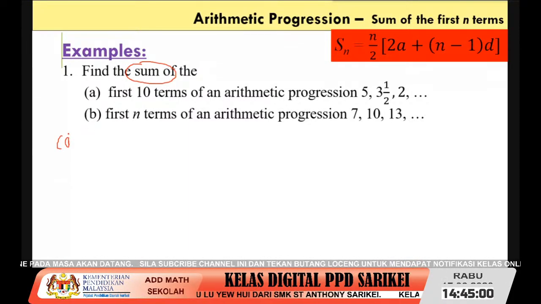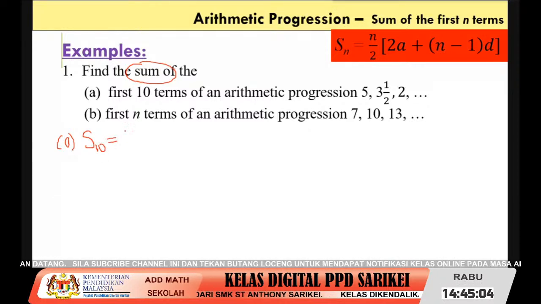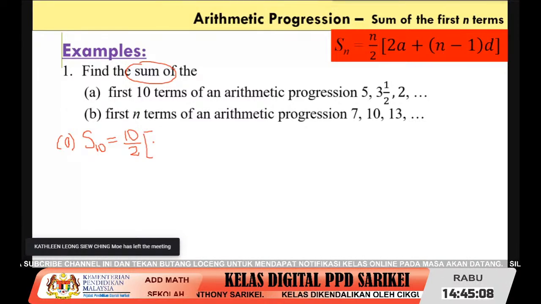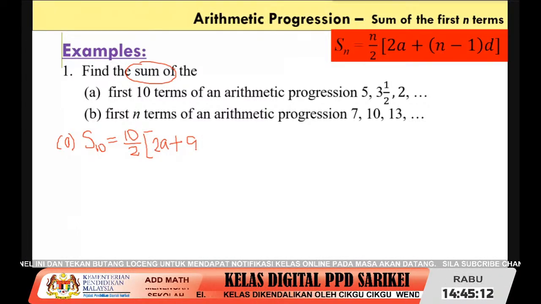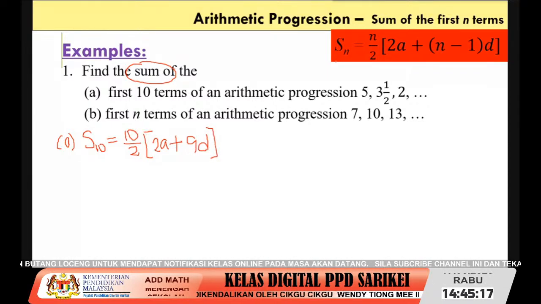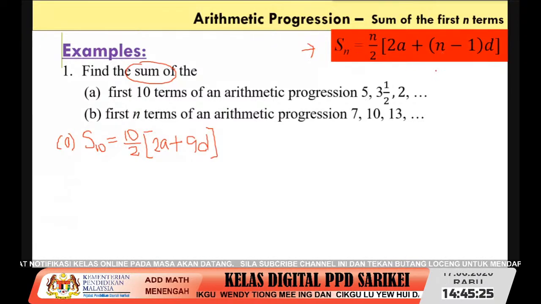So, guna formula dulu. S10 equal to 10 over 2 times 2a plus n minus 1d. So I think that this one you are very familiar. Are you with me? Go to this formula. Sn is S10, 10 over 2, 2a plus 10 minus 1d. Kalau nak tulis satu demi satu boleh. Shortcut macam ni pun boleh.